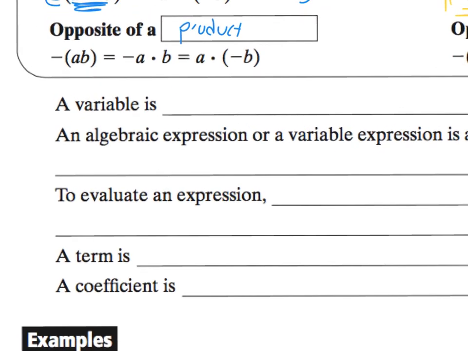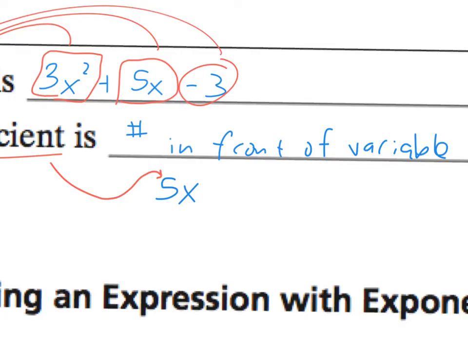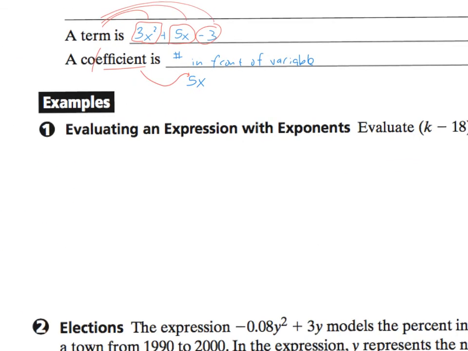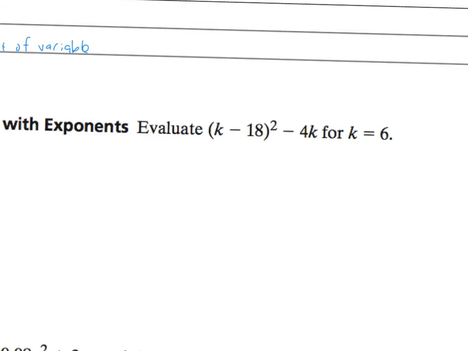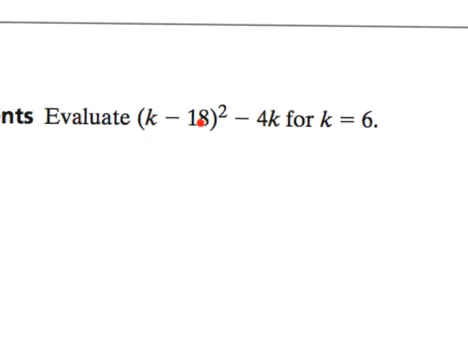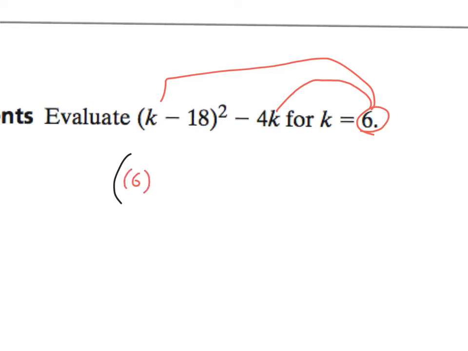Let's chat real quick about some of these terms in algebra. So let's attack, kill, destroy, evaluating an expression with exponents. So we're asked to evaluate this expression, k minus 18 squared minus 4k, when k is 6. So let's walk through the steps and then have you practice. Step number 1 is to take my 6 and substitute it appropriately.